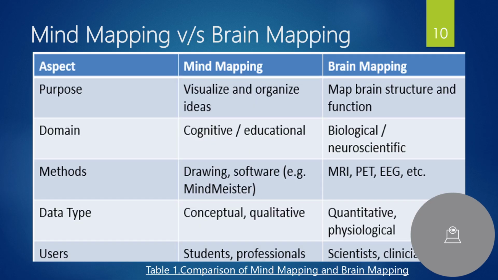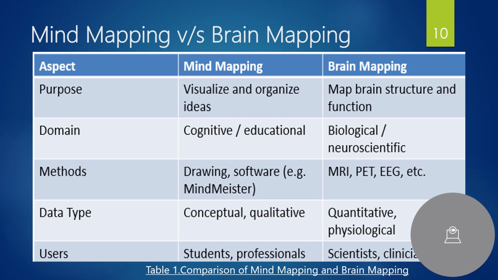Moving on to the next, in this slide I've tried to explain more about mind mapping and brain mapping. Both of them have their advantages and disadvantages, of course. Mind mapping is a simple and creative way which helps us to organize ideas, but it often looks cluttered and lacks a strong scientific or empirical basis.